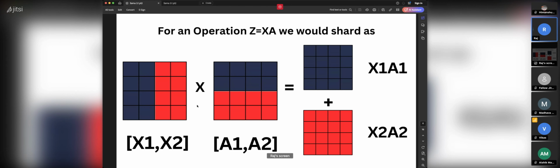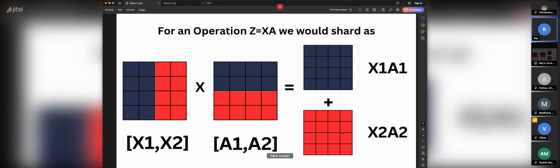So now what you could do is split these into two parts and have two independent matrix multiplications, one for the black part, one for the red part. Now the black part multiplied by the black part will end up in a 4 by 4 matrix, and then the red part with the red part will also end up in a 4 by 4 matrix. And then essentially the final matrix multiplication of X and A will be an addition of the black part matrix multiplication and the red part matrix multiplication.